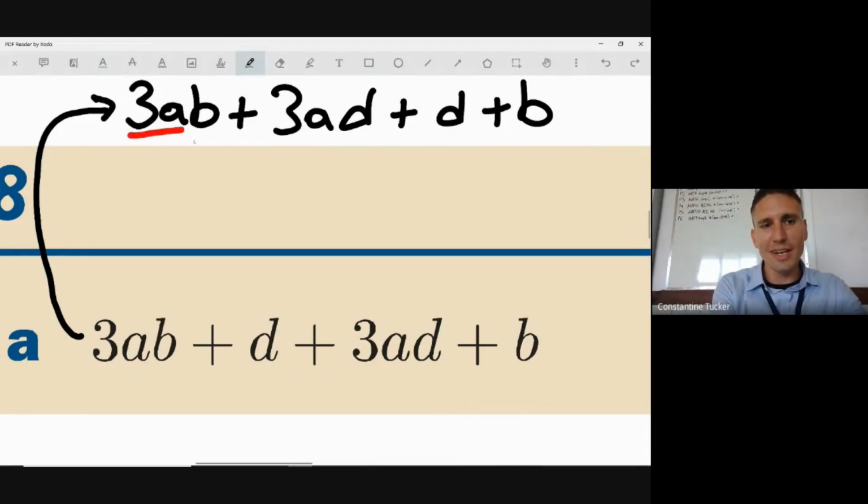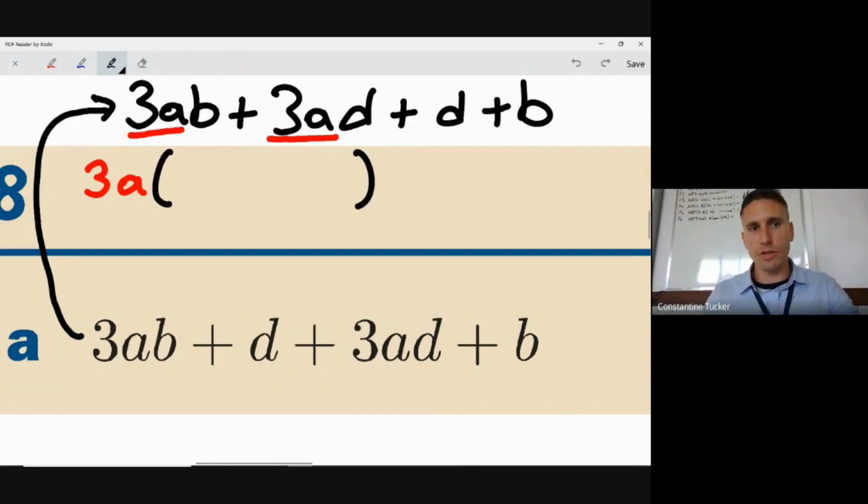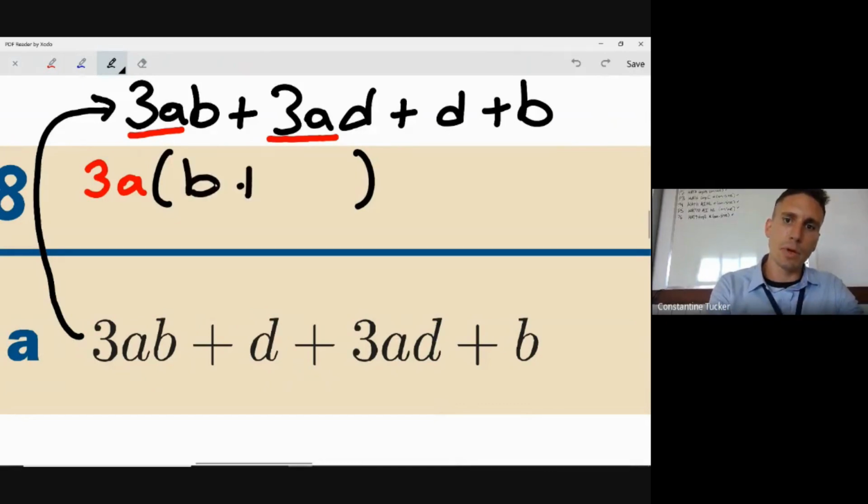Notice that 3a is here and 3a is here. We can actually use this as a common factor. So we could write 3a and then open the brackets, and then inside the brackets, all we will do is copy the leftovers. So what we would get from factorizing these 2 terms here is b plus d. And that's pretty much it for the first one.